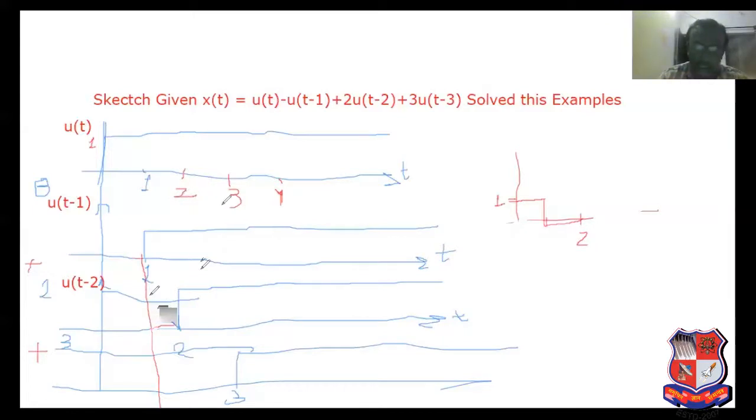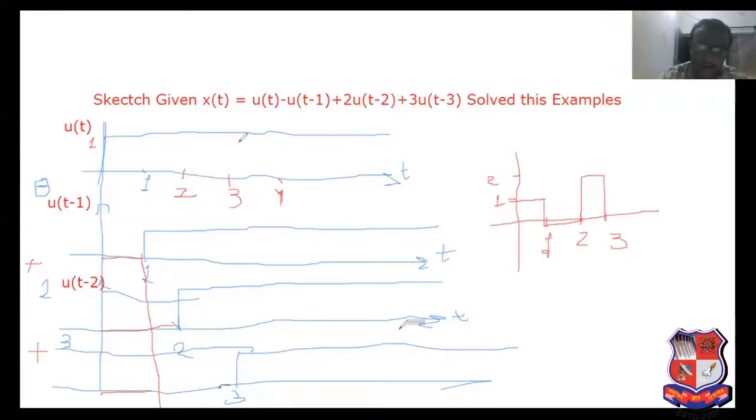Now 2 to 3. 1 minus 1, 0. It can be cancelled with each other. See this, here subtraction operation. That's why plus amplitude can be converted into minus. But here 2. That's why here amplitude is 2. But here still amplitude is 0. So here between 2 to 3, amplitude is 2.